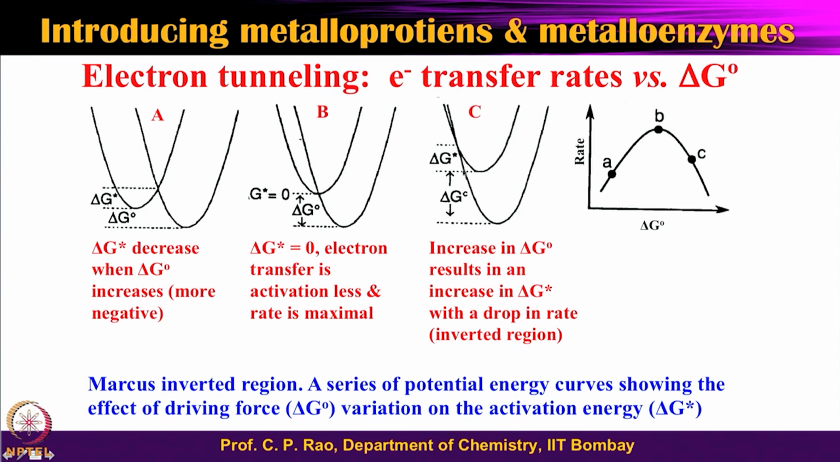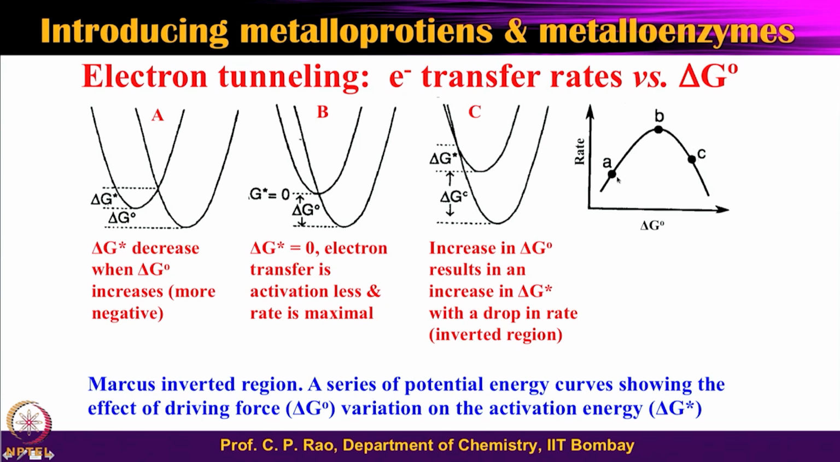The third possibility is that it does interact, but not at this point, but at some other point. So, this is the product curve, this is the reactant curve, and this particular difference is increased. So, the delta G naught is now increased and delta G star is again decreased. As I told you, delta G star decreasing should give an increase in the reaction rate, but in this case, because the delta G naught itself is increasing, the increase in delta G naught again results in an increase in the delta G star, with a drop in the rate.